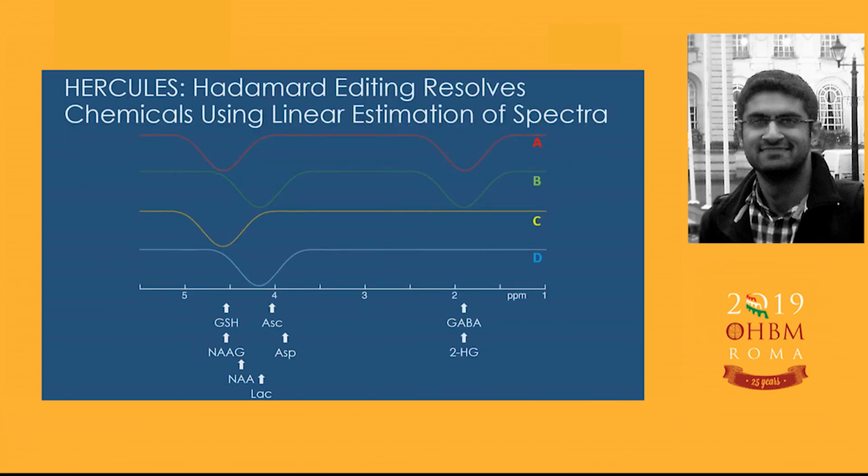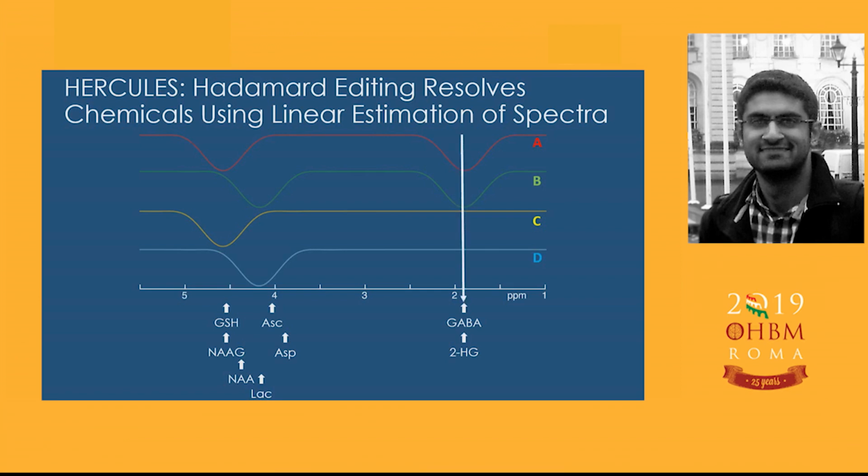My last part of the presentation is the sequence called HERCULES, which stands for Hadamard editing resolves chemicals using linear estimation of spectra. We performed HERMES and got 2 or 3 edited compounds. Now, the question is, can we acquire more? We can do that using this particular editing method.